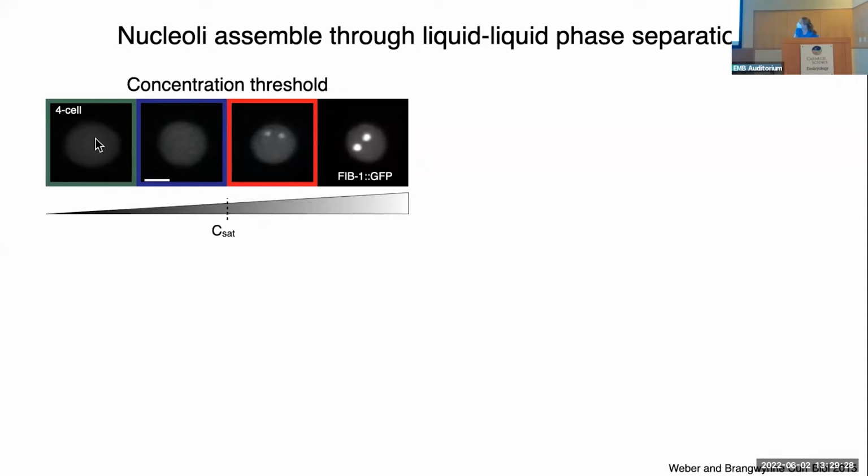And so if we decrease the concentration low enough, then we don't get nucleoli to assemble. And if we increase the concentration high enough, then we can induce nucleoli to assemble, and we can make them bigger as we continue increasing the concentration. And so this led us to identify a concentration threshold below which the components remain dissolved and dispersed homogeneously in the nucleoplasm, and above which they condense and increase in size proportional to the concentration. And that's a hallmark prediction of a first order phase transition.